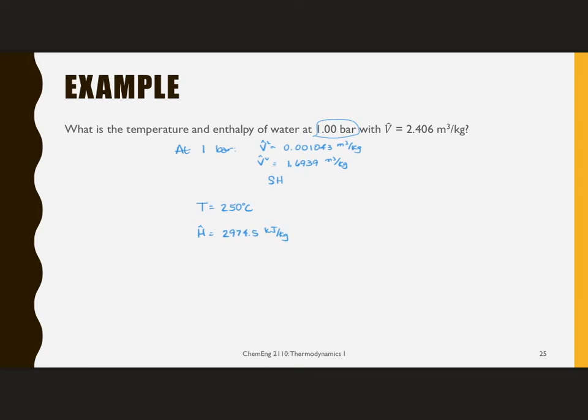Next, we're going to look at a problem where it isn't directly in the tables. So this time, we're just going to change the volume to 2.22 meters cubed per kilogram.